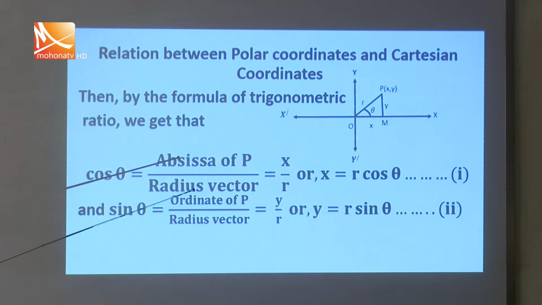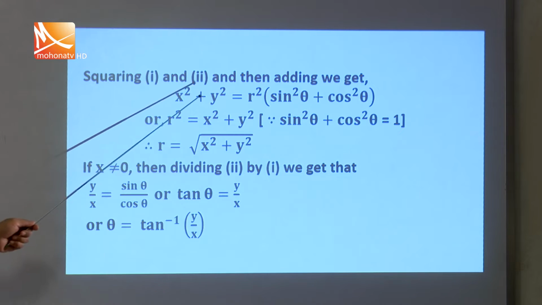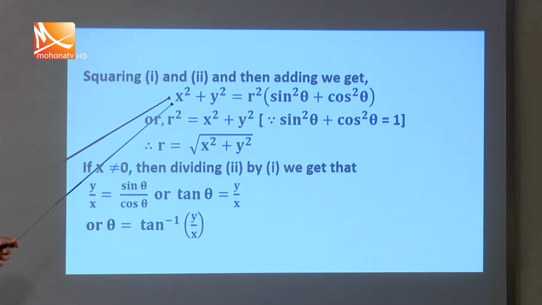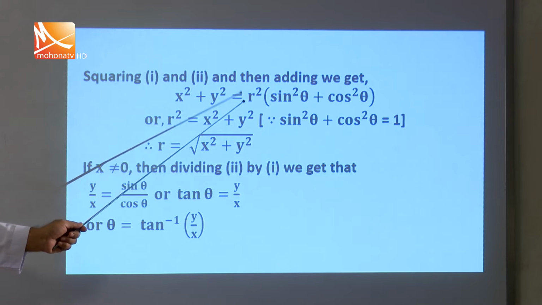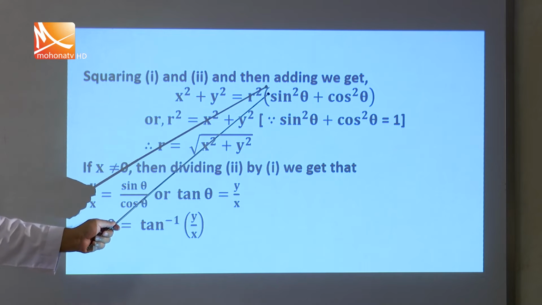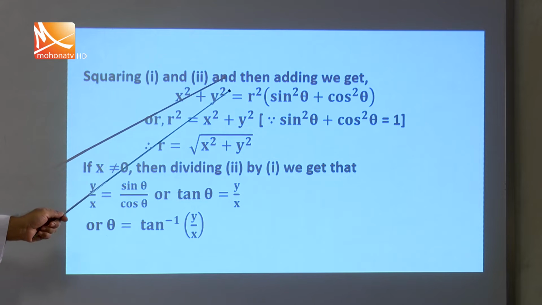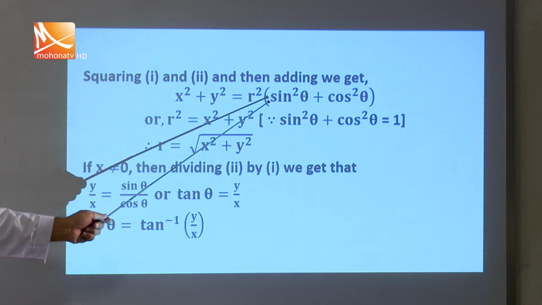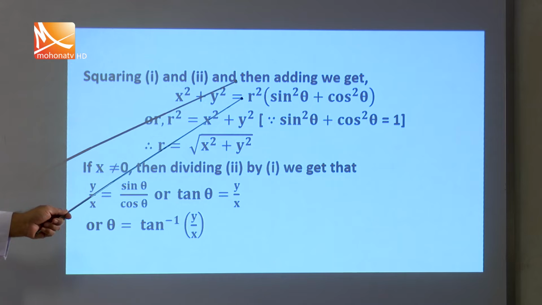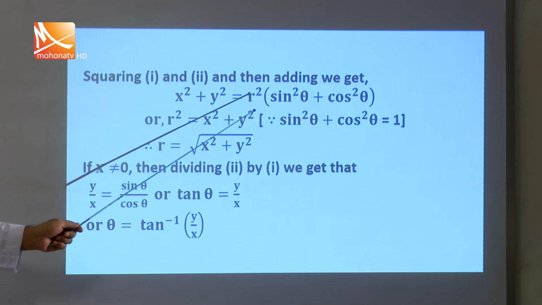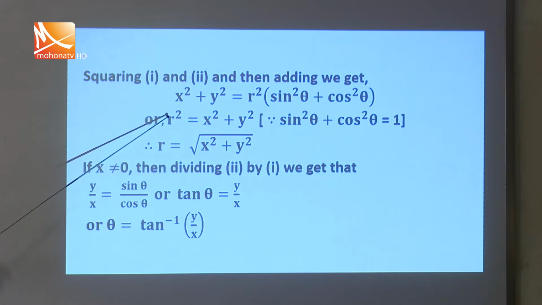Now you just see that squaring 1 and 2 and then adding, we get x square plus y square is equal to r square cos square θ plus r square sin square θ. In the right hand side if we take common r square, then we will get r square into sin square θ plus cos square θ. Since sin square θ plus cos square θ equals 1 according to the trigonometric formula, so r square is equal to x square plus y square, that is r is equal to square root of x square plus y square.